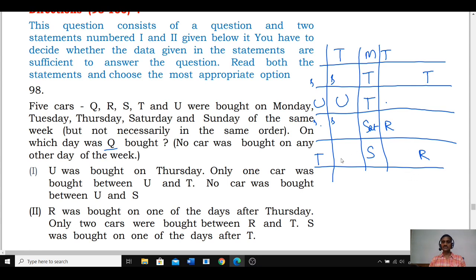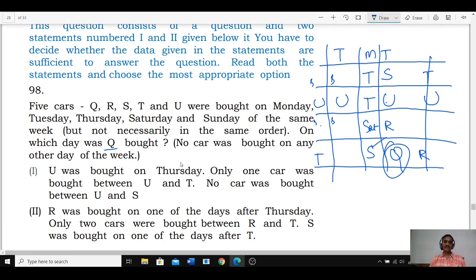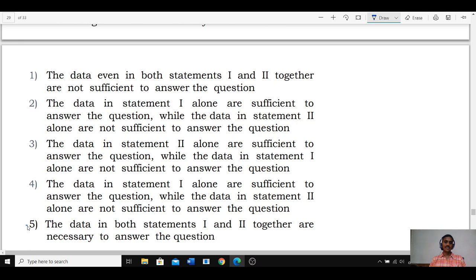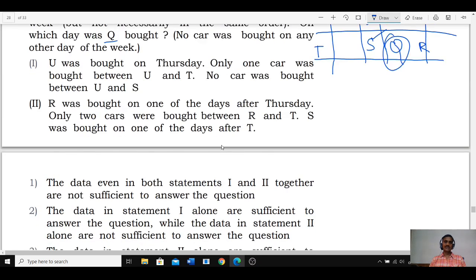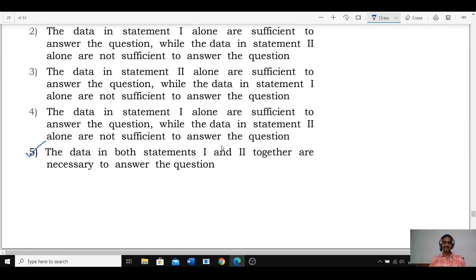Hence 1 alone is not sufficient, 2 alone is not sufficient. Then by combining, include condition 1 in condition 2. U was bought on Thursday. One car was bought between U and T, so T and U are adjacent in the second case. No car was between U and S. Hence S will be here. If S is here, Q will be here, and Q was bought on Sunday. How did we get the answer? Only by combining these two. Choice 5 is the answer for question number 98.